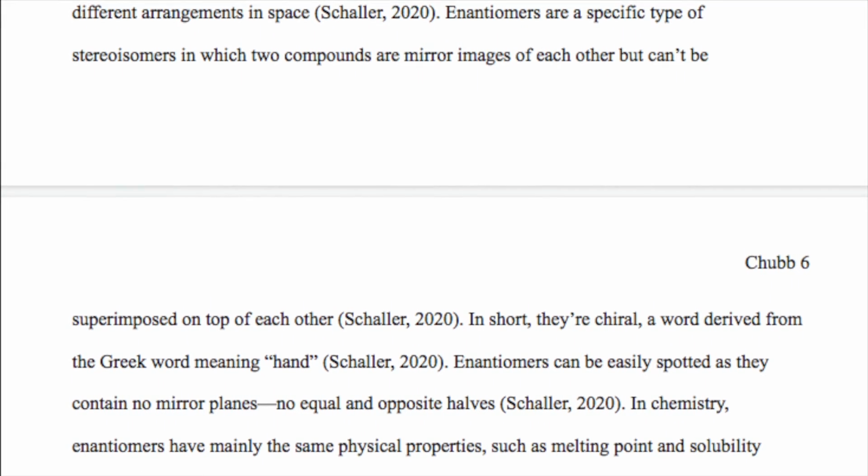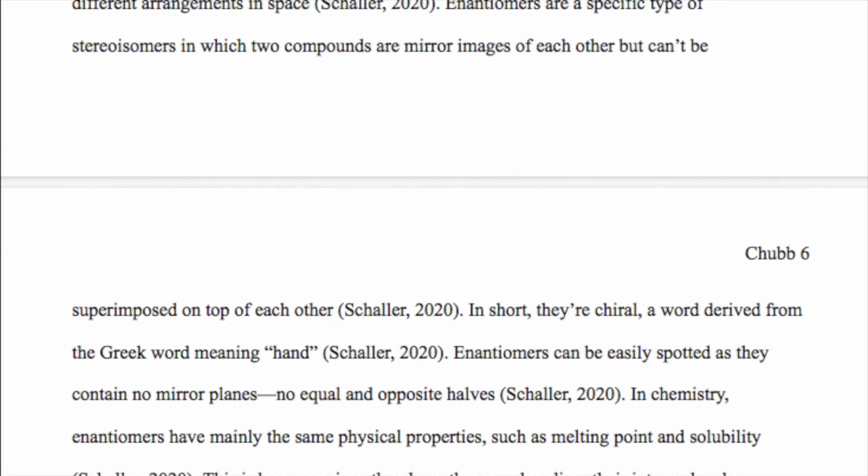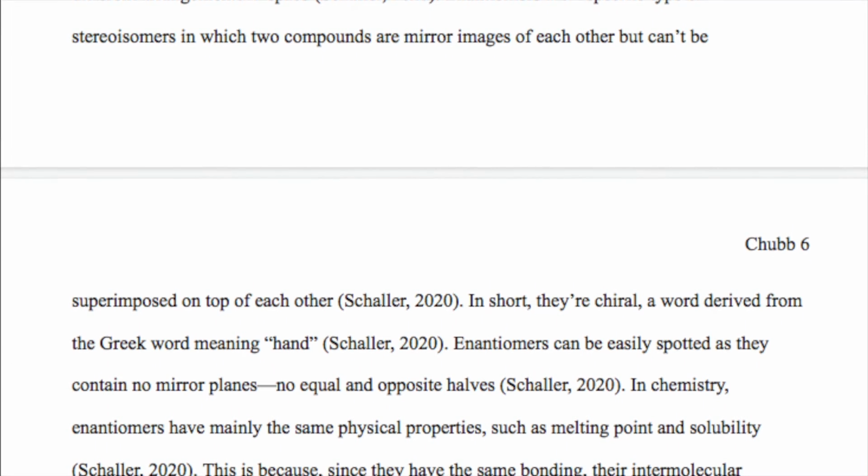Don't know why I included that. This is supposed to be an essay about organic chemistry, and here I am talking about Greek.